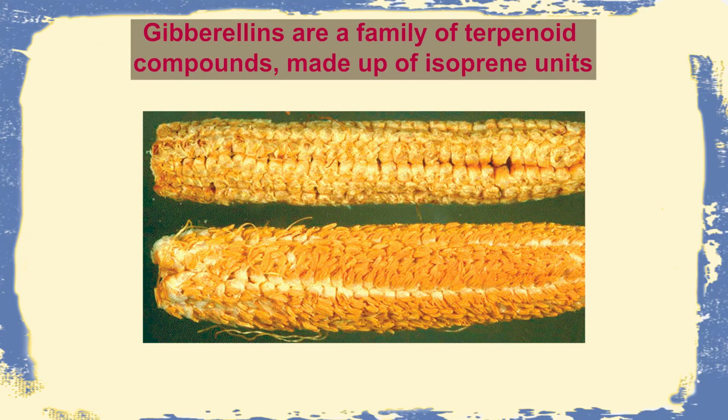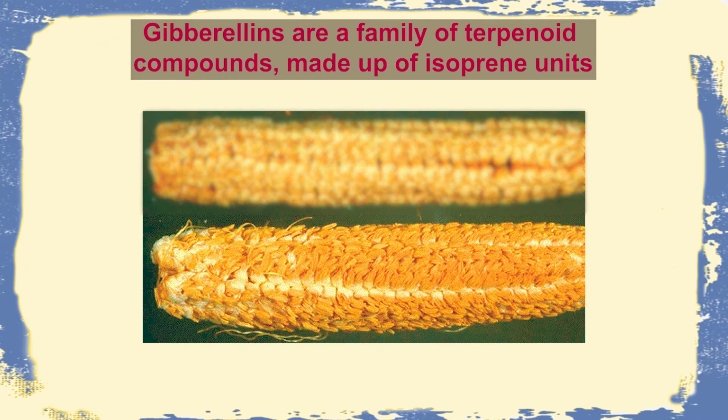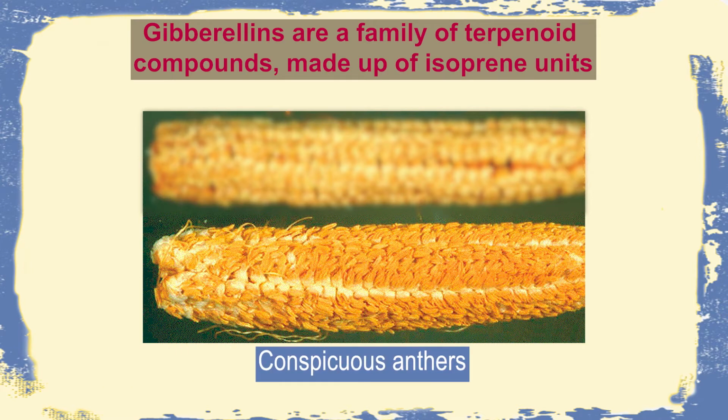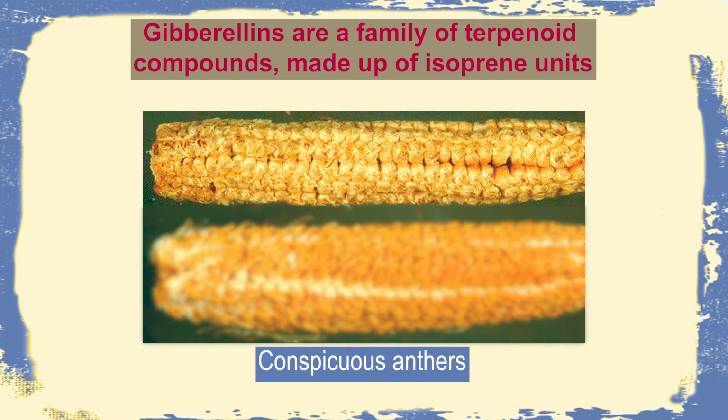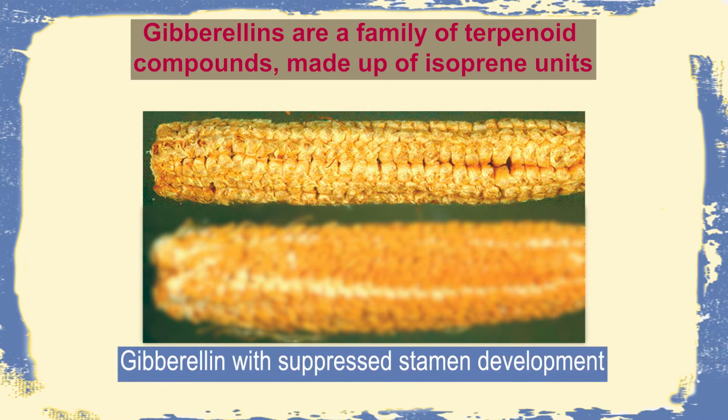Now, this picture shows two corn ears, both coming from dwarf mutants. Now, in the lower picture, we see conspicuous anthers have developed. This is because this lacks gibberellin. But the upper corn ear doesn't show this, and it shows suppression of stamen development because gibberellin has been applied to this. Thus, gibberellin can also regulate sex determination.